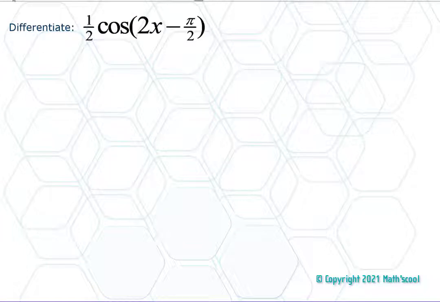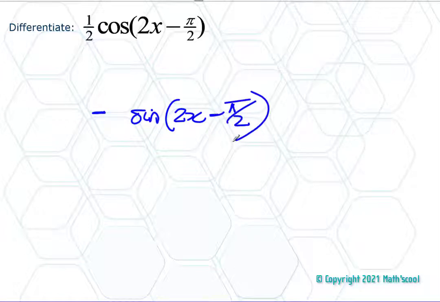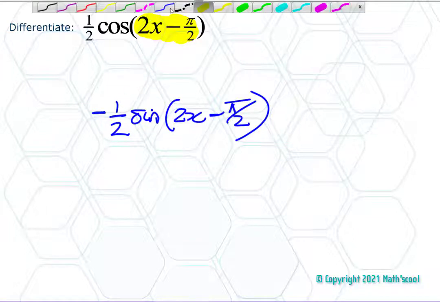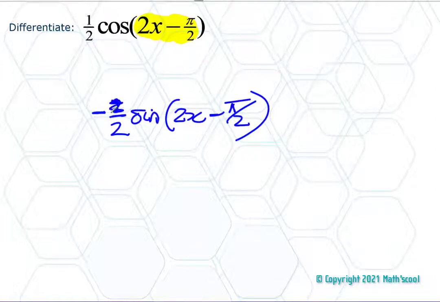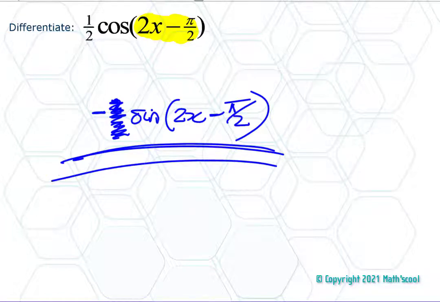Next question. Okay, so if we differentiate cos of something, we're going to get minus sine of the same thing, 2x minus pi over 2. There was a half in front of this, and that half is going to just stay there as well. Oh, but remember, we've got to multiply by the differential of the brackets. That's the extra step for the chain rule. So multiplying by the differential of the brackets, which would just be 2, if I multiply that by 2, then I'm going to get 2 over 2, which is just 1. So I could just ignore that, and it's minus sine, brackets 2x minus pi over 2.